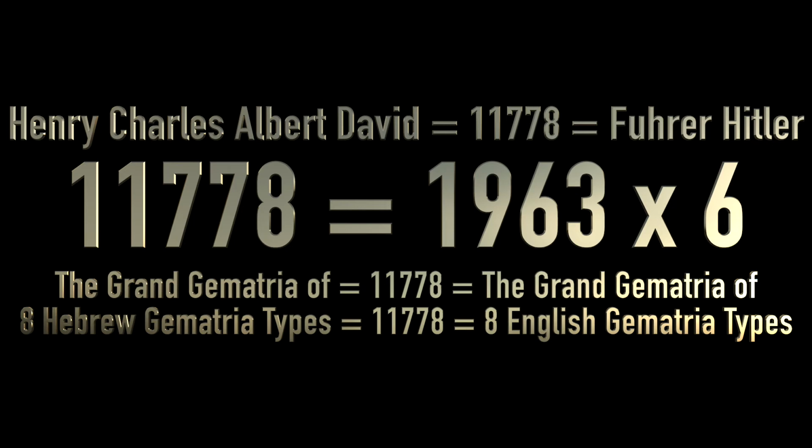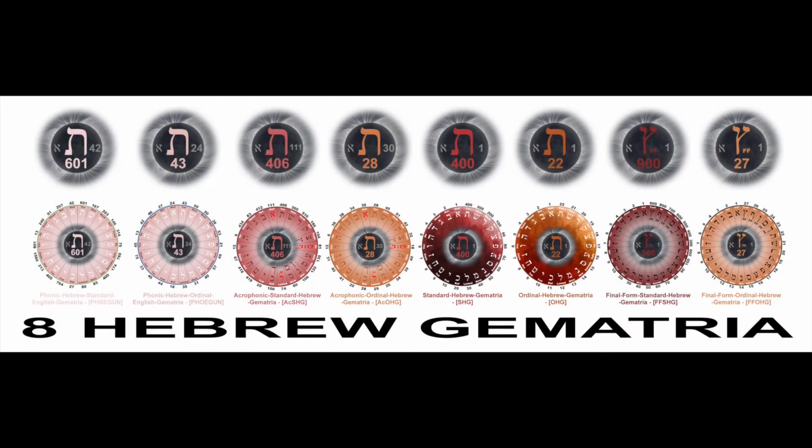Henry, Charles, Albert, David. The Grand Gematria for that name in Hebrew is 11,778. Führer Hitler. The Grand Gematria in English for that name is also 11,778. The Grand Gematria for Hebrew has 8 different forms, which I will describe and explain in the following video.